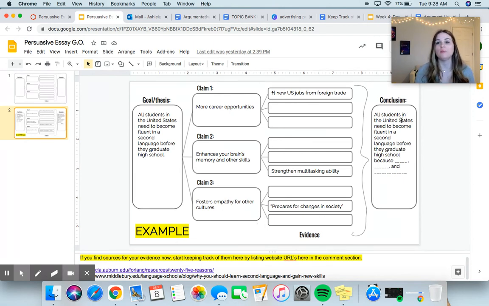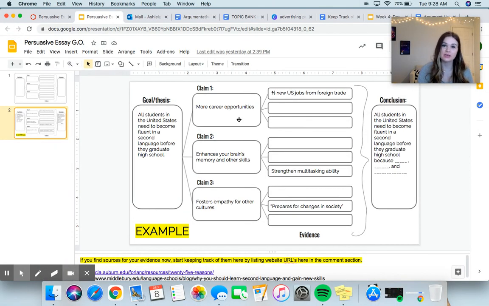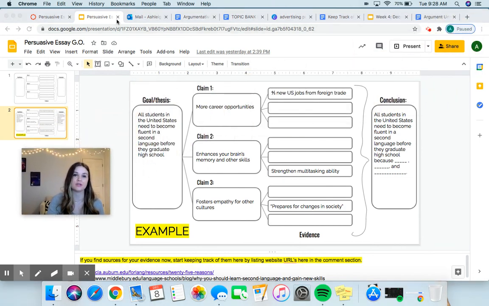So my conclusion would be taking my thesis and my goal and rephrasing it, reminding my audience they need to become fluent in a second language before they graduate high school because, right? So you're reminding us of everything you said here. So again, if you're doing the persuasive essay, this is what you will need to complete before our check-in conference. And remember, you don't need to be perfect. You're not writing your whole essay right now. You're just trying to brainstorm ideas and come up with elements that would help you get started, because that's the hardest part, just getting started.